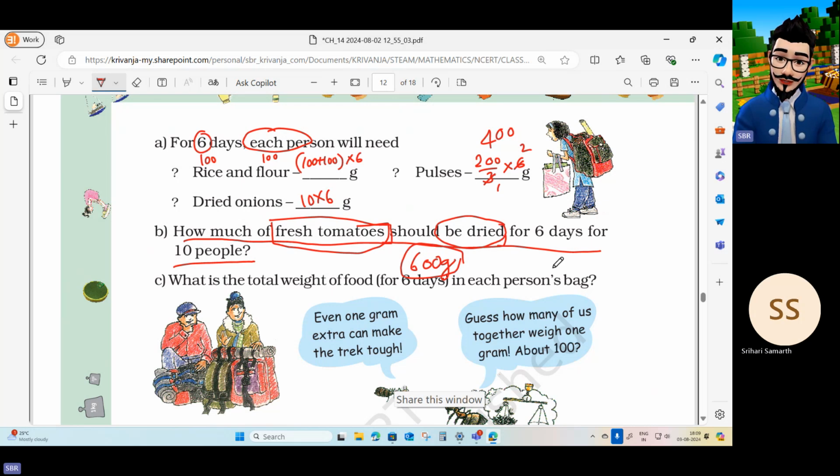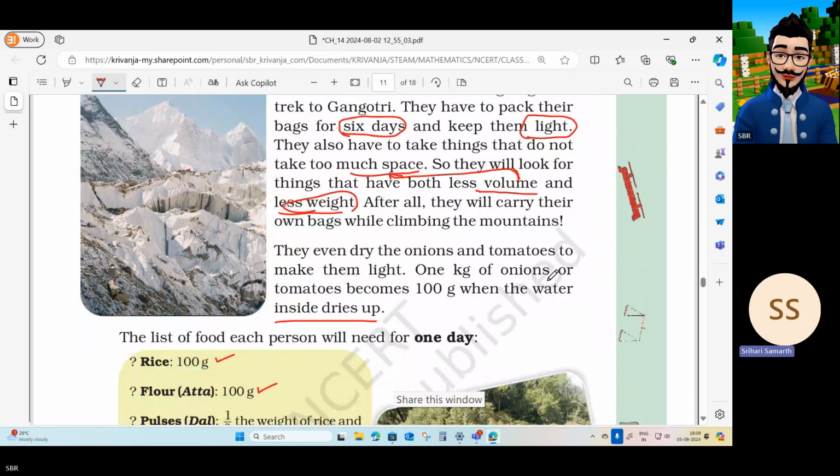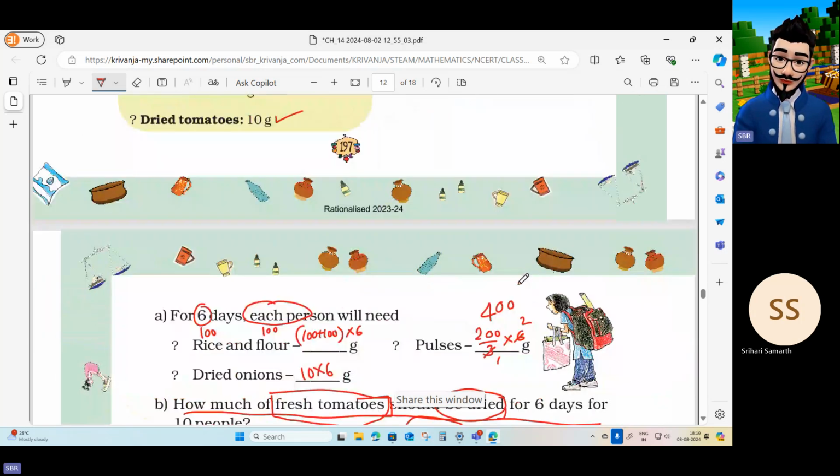That's why you should be attentive. See, 1 kg of onions or tomatoes becomes 100 grams when the water inside dries up. Okay, now you tell me, what should be your approach?